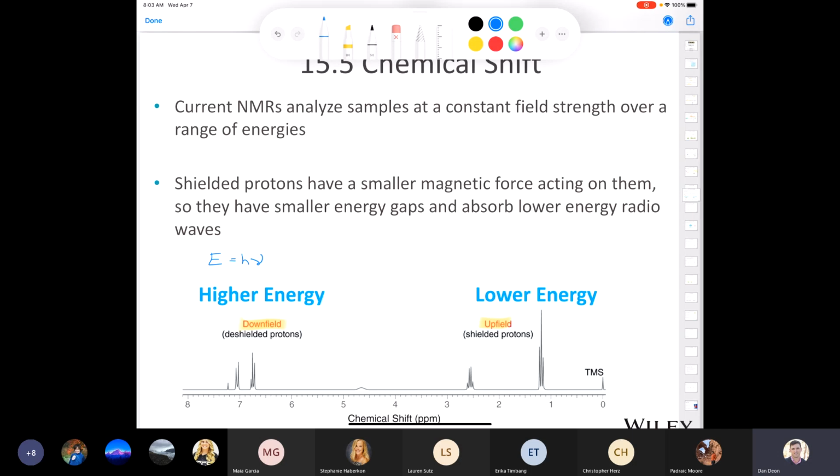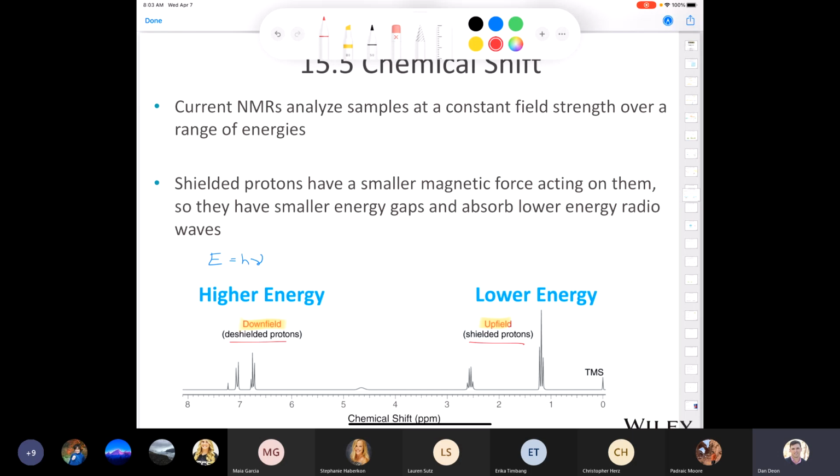Because they are shielded from the externally applied magnetic field, the difference in the energy of their spin states, the alpha and the beta, will be lower. And there you have it. So again, you're going to hear me say higher energy, higher frequency, lower energy, lower frequency, downfield, upfield. They're terms that you're going to hear me say a lot. And when I talk about higher energy or downfield, I'm talking about de-shielded protons. And when I talk about lower energy or lower frequency or upfield, I'm talking about shielded protons. So you need to understand all of these terms and how they all go together.